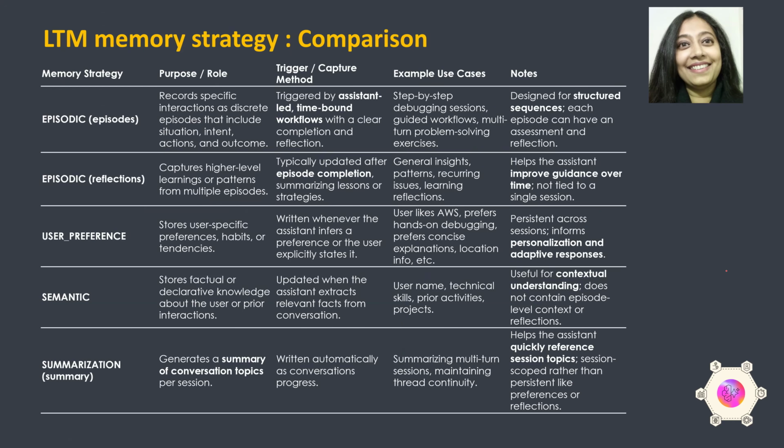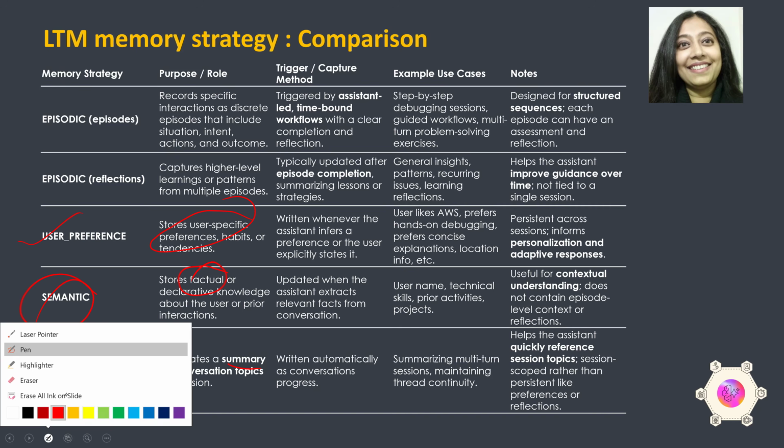Now, let us do a brief comparison between the different long-term memory strategies. These are the different strategies right here. You already know the user preference strategy. That stores nothing else but user preferences. Semantic is basically storing facts. And summarization, of course, is a summary of the conversational topics. So these are pretty straightforward.